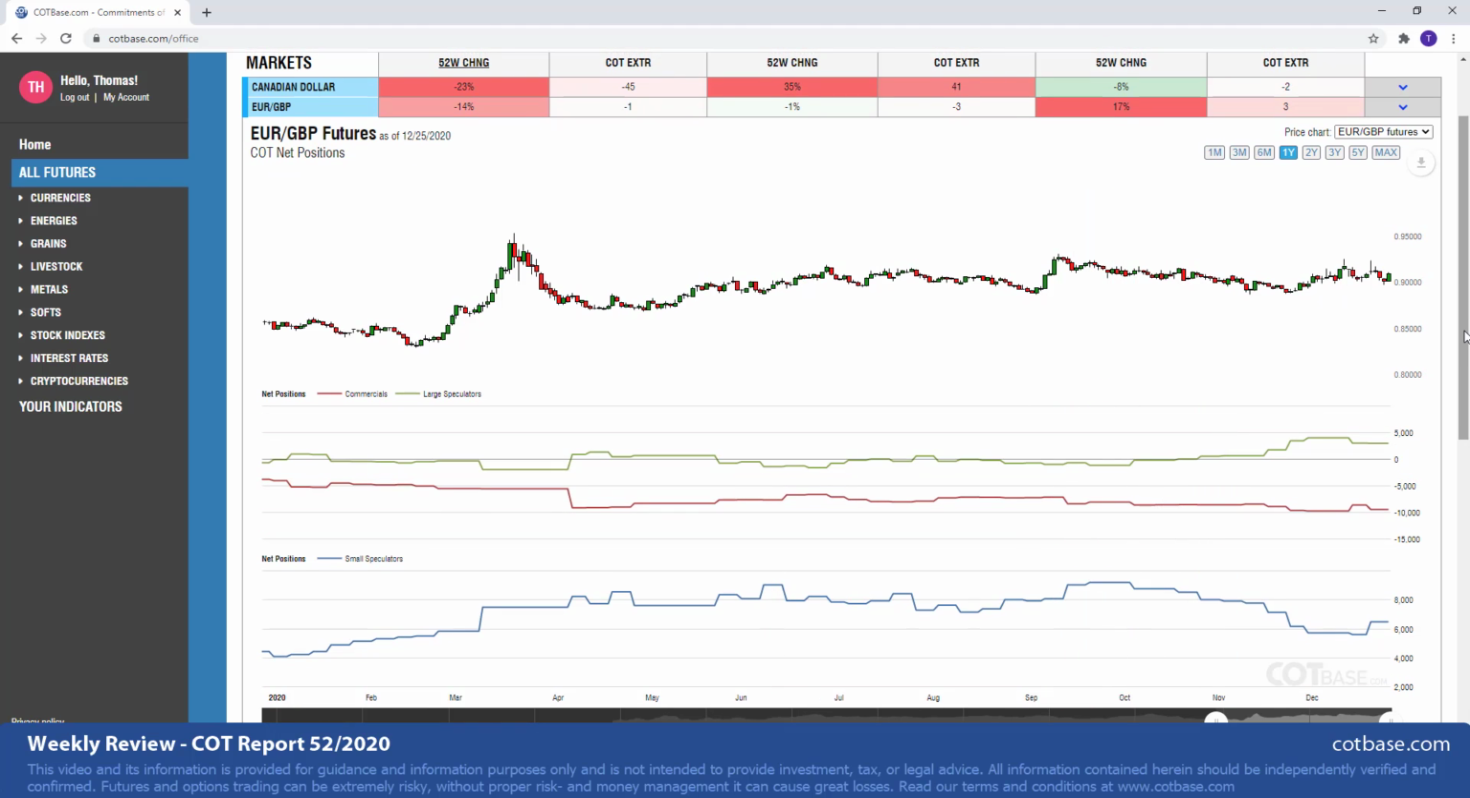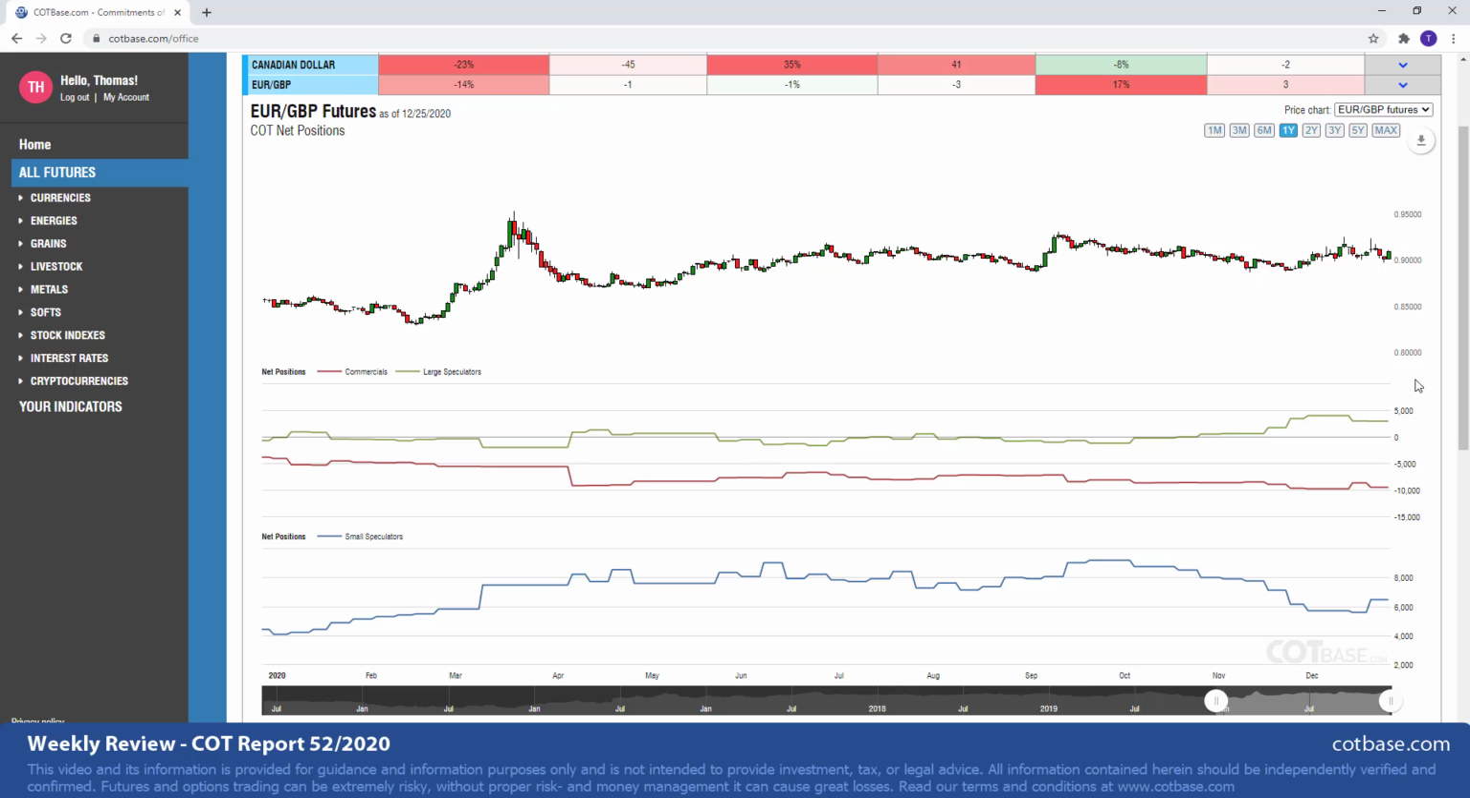The next market is another currency. It's a pair, the Euro British Pound currency pair futures. Here we have a 14% change in commercials positions. You can see that this change is, although larger than average, nothing as huge as we saw in the Canadian dollar. Once again, we are talking about a bearish COT change signal suggesting some weakness coming in this market. Of course, when we are talking about a currency pair, I always advise to analyze also the Euro and the British Pound markets from the COT reports perspective separately, and also this market.